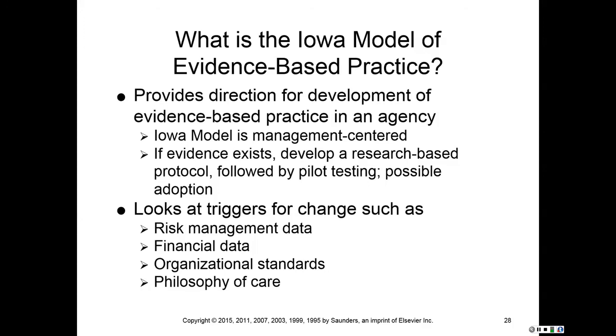So if evidence exists, then one develops a research-based protocol followed by pilot testing, and if that works out, then possible adoption. For those who are working with the Iowa model, they look for triggers for change in the hospital environment. So they look at risk management data, financial data, organizational standards, and philosophy of care.